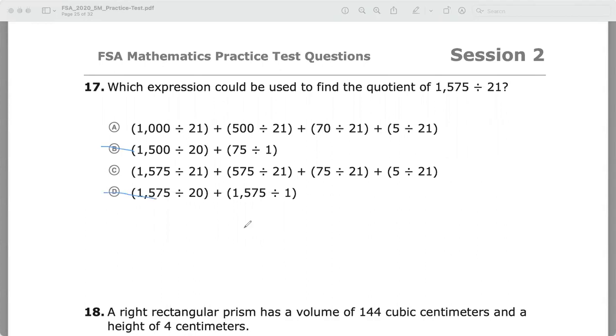And then the difference we have here is like you're breaking it into the thousands, the hundreds, the tens, and the ones. So A is the correct answer because we have 1,000 for the thousands place, right? 500 here. And then 70 for the tens, and then 5 for the ones. And altogether that gives us 1,575. C repeats some of the numbers. So that would give us the wrong answer.